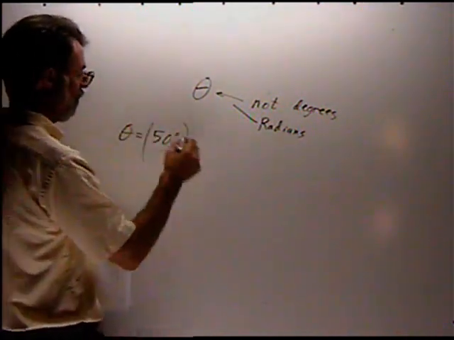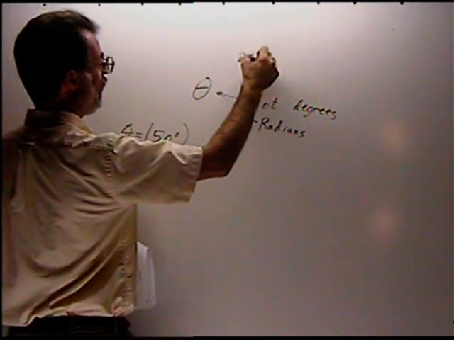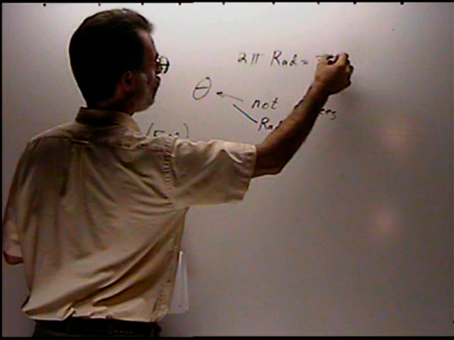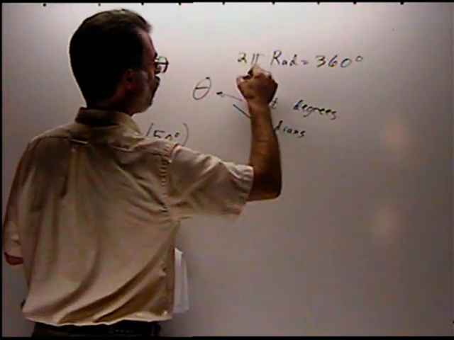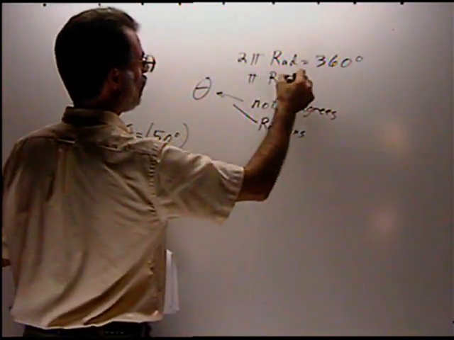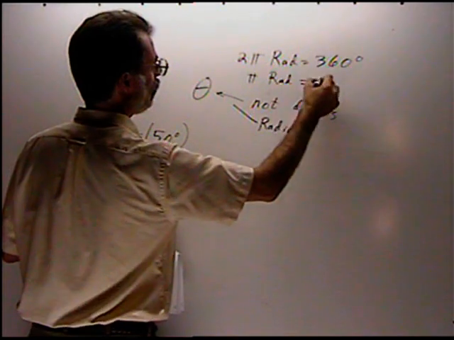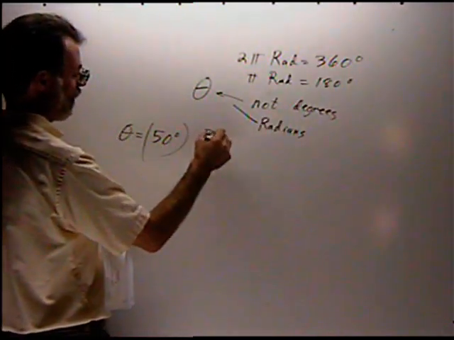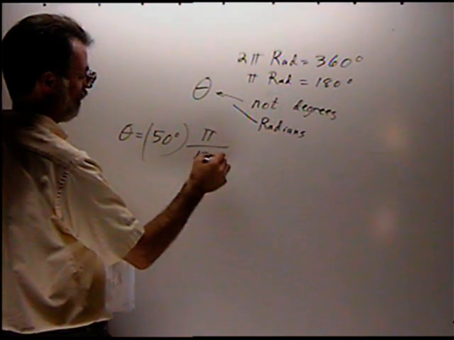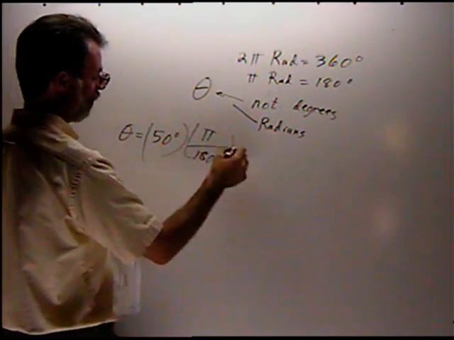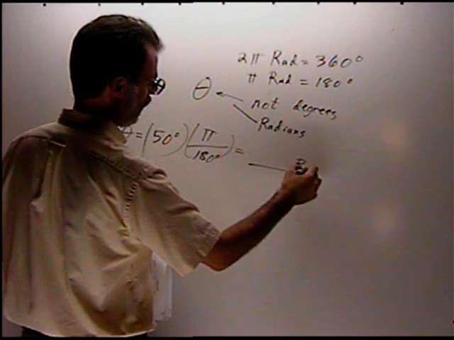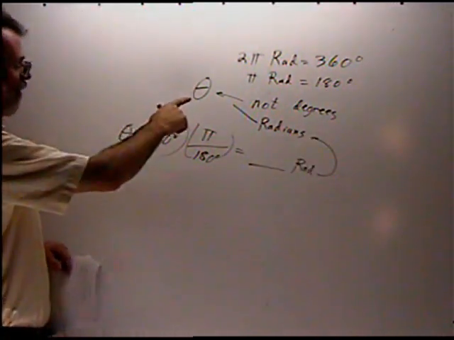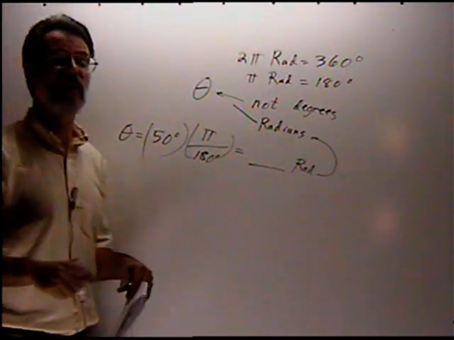Don't forget, remember, 2 pi radians equals 360 degrees, or pi radians equals 180 degrees. Remember that? So we take this, multiply it by pi divided by 180 degrees, and now we'll convert that to radians. So when you do the formula, make sure that the theta is in radians, not degrees.